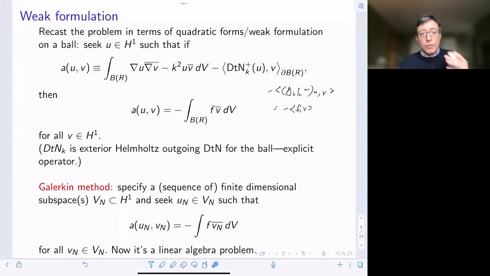So what do I do? For each of those subspaces, I can pose the same variational problem. I can ask that this inner product, this bilinear pairing, equal the L2 pairing of f with a test function in my subspace. That makes sense on any subspace of H1. So that's now a linear algebra problem. If I've found a finite dimensional subspace, I can pose this linear algebra problem on that subspace, and I can try to find this u_n, that depends on the subspace.